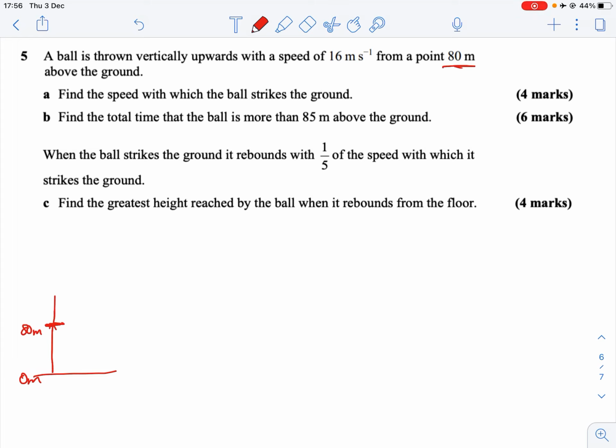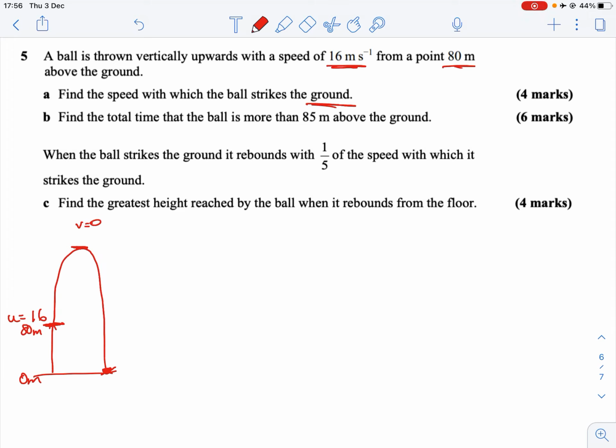So let's do the motion of the ball. We're going to throw it up, then it's going to land on the floor. Remember, when we're reaching the highest point here, the velocity is going to be equal to 0, and our starting velocity is 16. So at this point, our u is equal to 16. What does the question ask us to do? Find the speed with which the ball strikes the ground. So we want to find out the speed here, when it just reaches the floor.